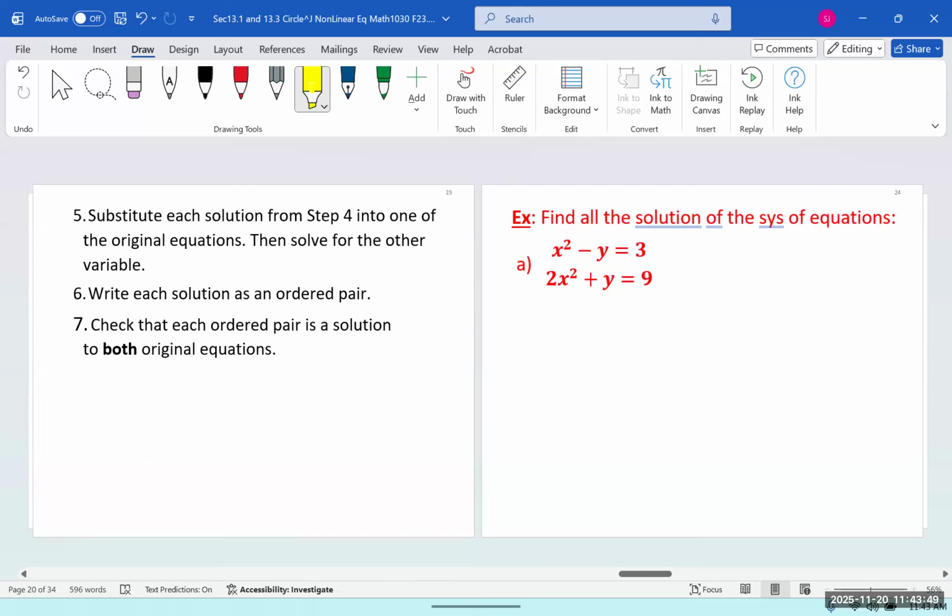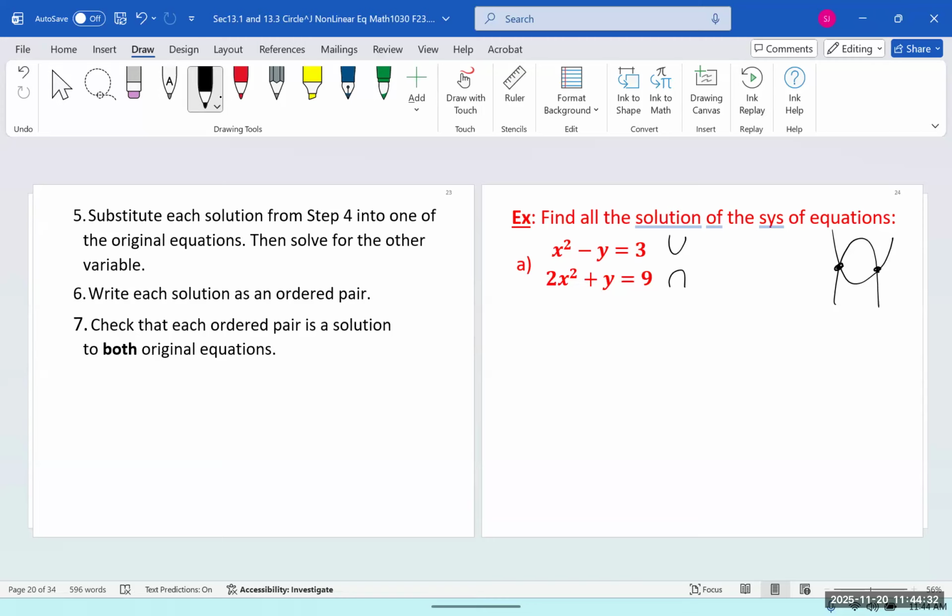For example, here, we have x squared minus y equals 3, and we have 2x squared plus y equals 9. So we have, this is a parabola, and this is also a parabola. This is an upward parabola. This is an upside down parabola. So we have two parabolas. We're supposed to get two solutions.